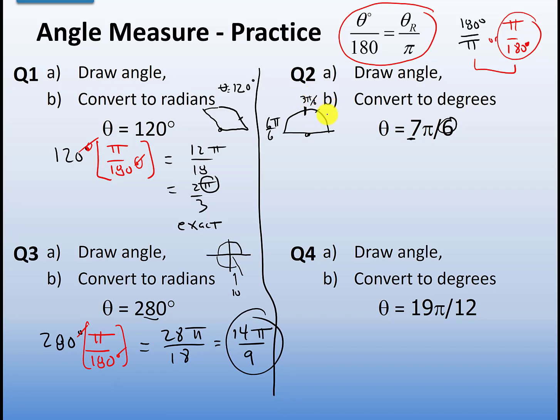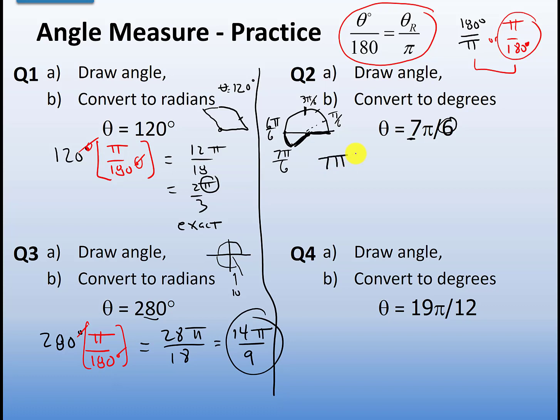And that would be 2 and 1 pi sixth. So now I see 1 pi sixth is this little piece. So I'm going to add that little piece here. And that takes me to 7 pi sixths. So there's my drawing of a 7 pi sixth angle.